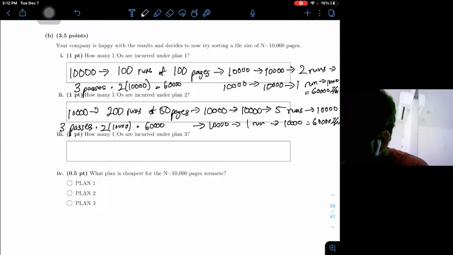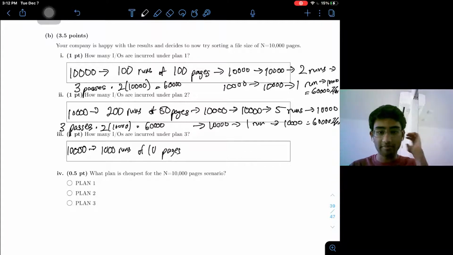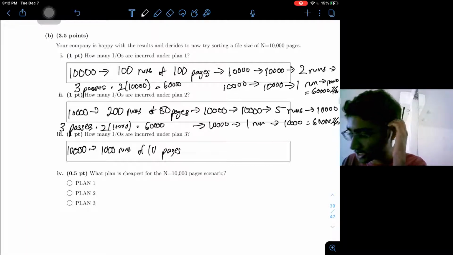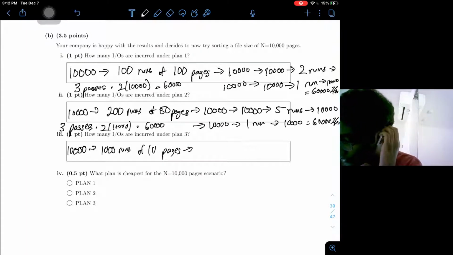So in this case, we have the 10,000 pages, and then this gets split into 1,000 runs of 10 pages. So again, all of these runs are sorted, right? But we only have 10 pages sorted at a time. So this is a lot of runs. So we write all those runs to disk, 10,000 IOs. We read them back in.